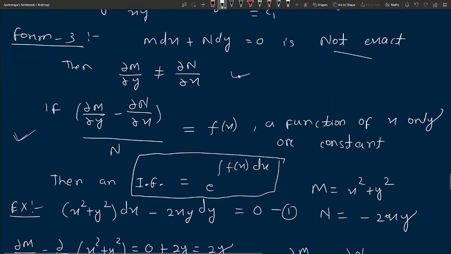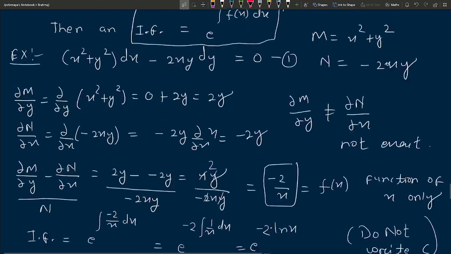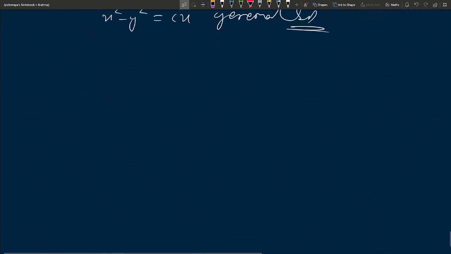In form 3, I am dividing by n here. Sometimes by dividing by m you will get a function of y, and in that case there is another formula for the integrating factor. So let's solve such a type of form, like form 4.